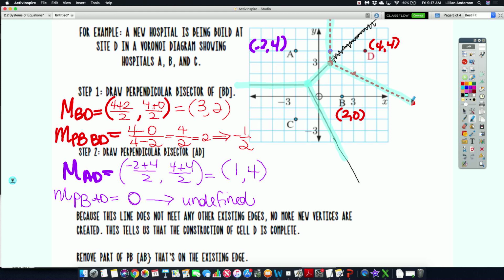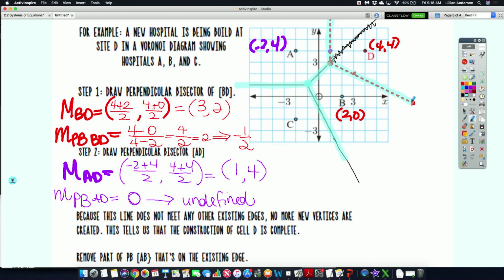And remember, sites are always equidistant from those edges, okay? So B is the same distance away from that red perpendicular bisector that D is. Same thing, A is the same distance away from that vertical perpendicular bisector that D is. All the other ones are still the same.